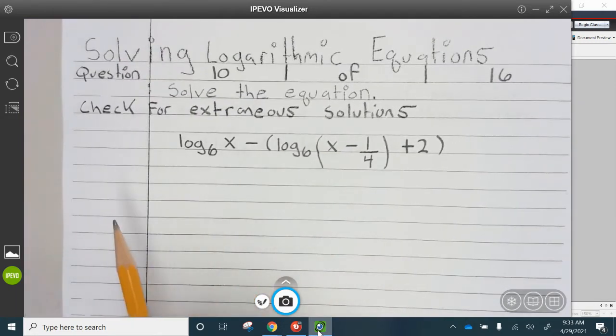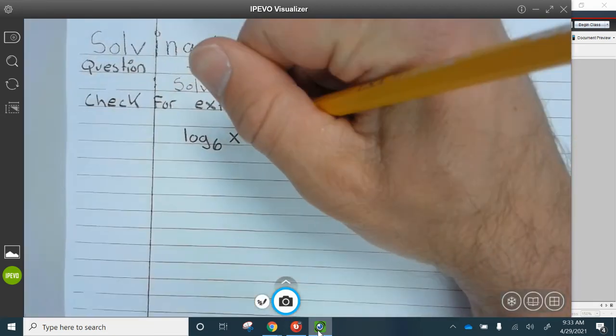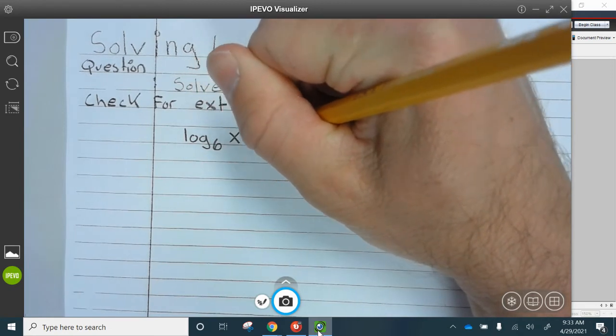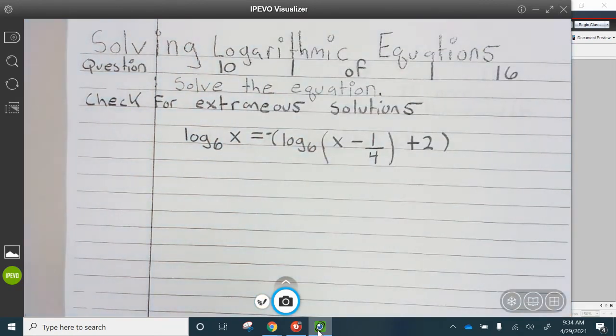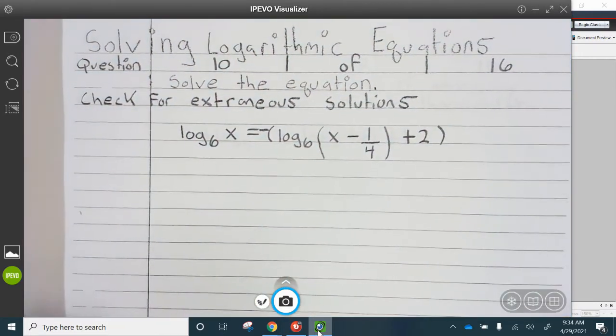Okay, now, give me a second. I think there's a mistake the way that's written. I can fix that in just a second. Yep. This should be an equal sign, and that should be a negative right there. Okay. Make that better. All right.